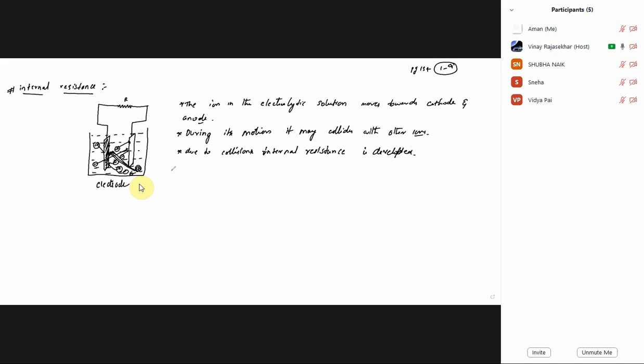Now, please remember one point, students. This internal resistance depends on a few factors. What are the factors? First one, the nature of the electrolytic solution. Clear? So it depends on which kind of electrolytic solution we have taken inside the cell. Are you clear? So it depends on that.